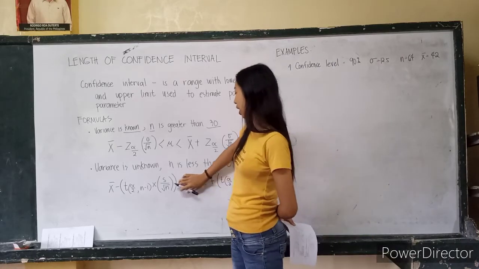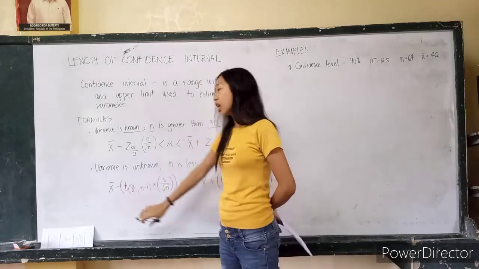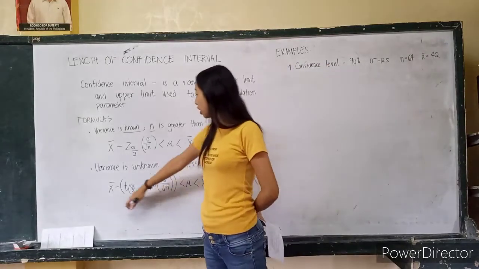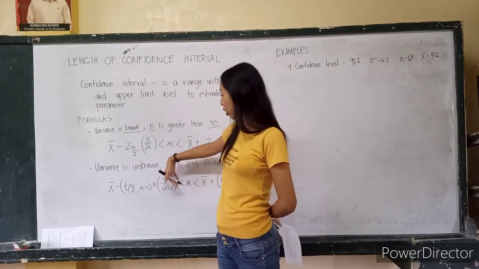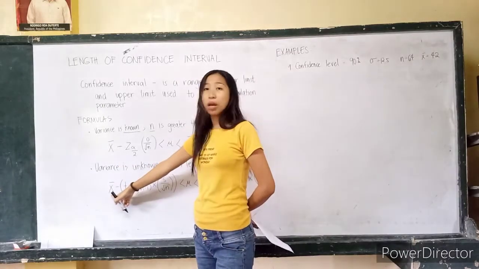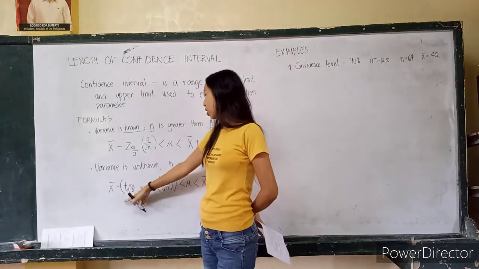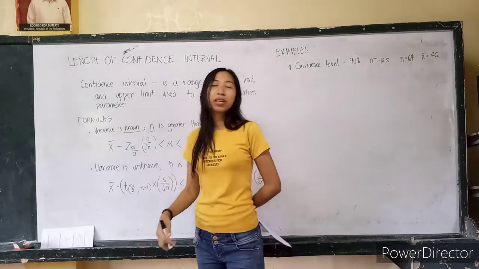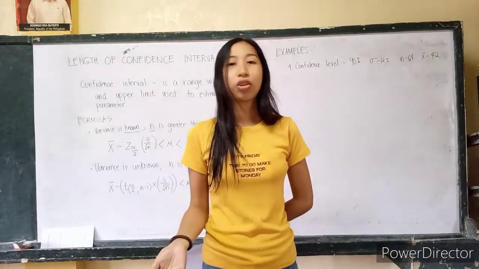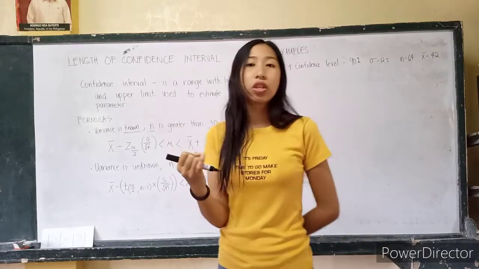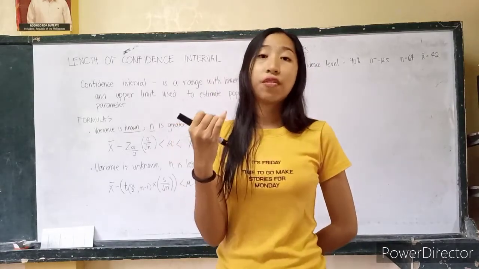Only the sign is different. This one is minus, this one is plus. Okay? So the one on the other side, as you can see, this is your x bar or sample mean minus parenthesis, your t. And in the t distribution, what we use, you need two things. You need to see the alpha and you also need to see your degrees of freedom.